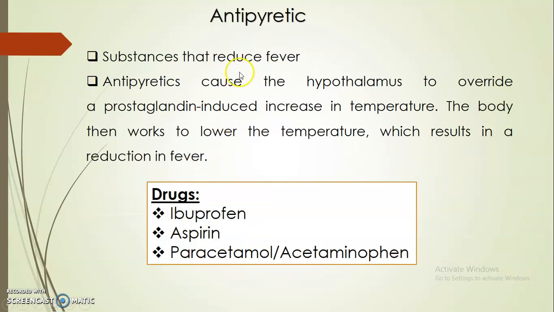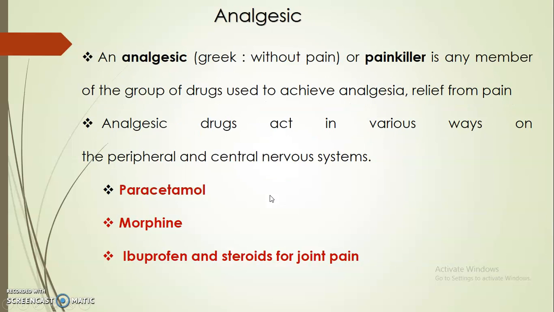And the first one is, what is meant by antipyretic? Antipyretic means a substance that reduces fever. Usually, an antipyretic causes the hypothalamus to override a prostaglandin-induced increase in temperature. The body works to lower the temperature, which results in a reduction of fever. Drugs used are ibuprofen, aspirin, paracetamol.